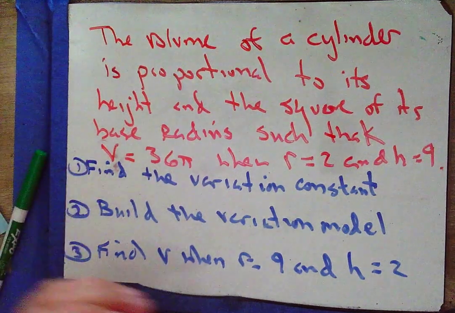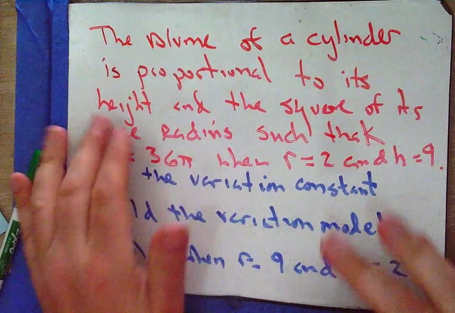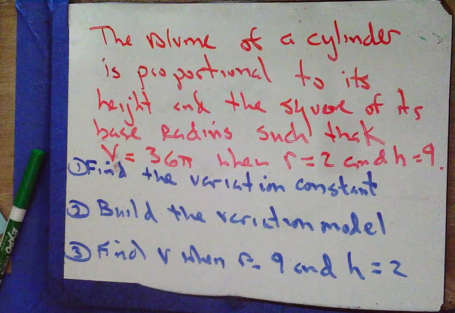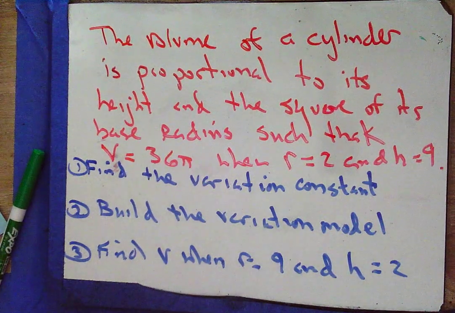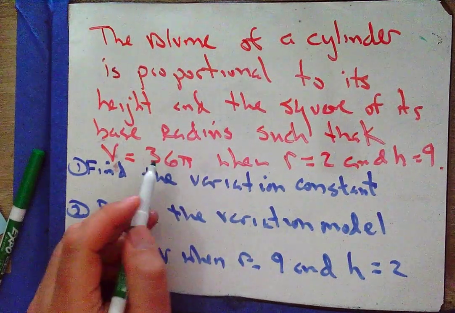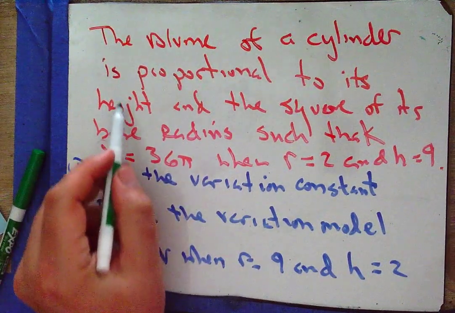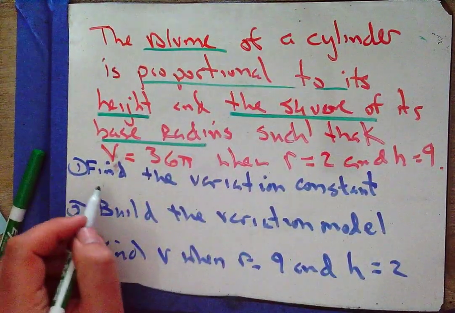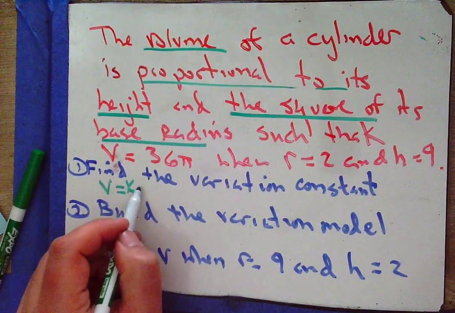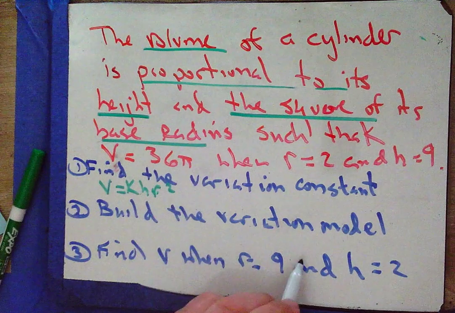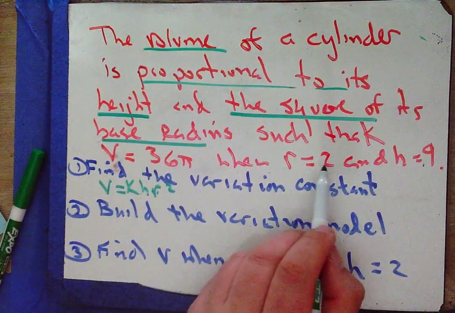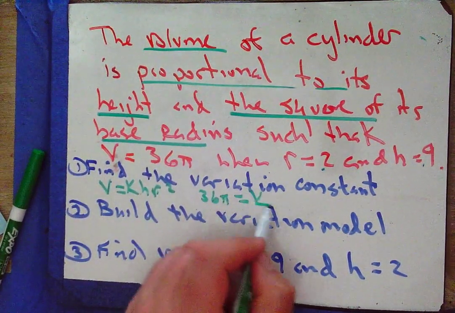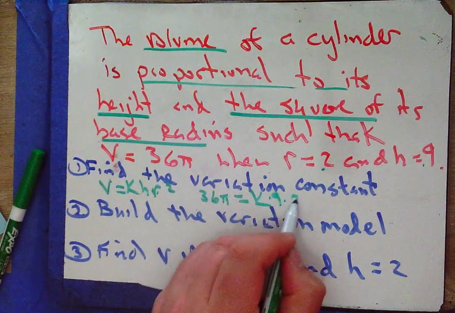Okay, again, the same three questions get asked. Sometimes they ask all three, sometimes they ask only one of them. But these are pretty much the questions that we see over and over in these models. So let's see what we've got here. We've got volume proportional to height and the square of the radius. Volume equals k times height times radius squared. Cool. Well, let's plug in r, h, and V. 36 pi equals k times 9 times 2 squared.